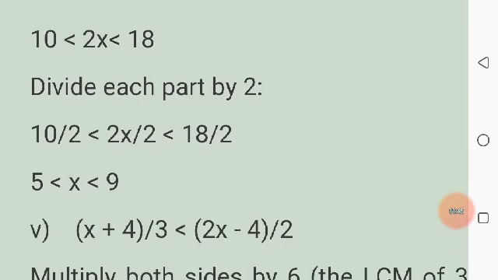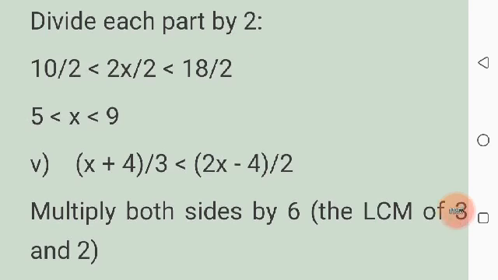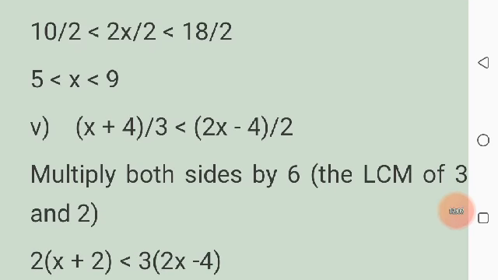Number 5. x plus 4 all over 3 is less than 2x minus 4 all over 2. So the first thing to do here is to clear the fractions. And to do that, we multiply both sides by 6, which is the LCM of 3 and 2, the denominators. So when you multiply both sides by 6, you are going to have 2 into x plus 2 less than 3 into 2x minus 4.